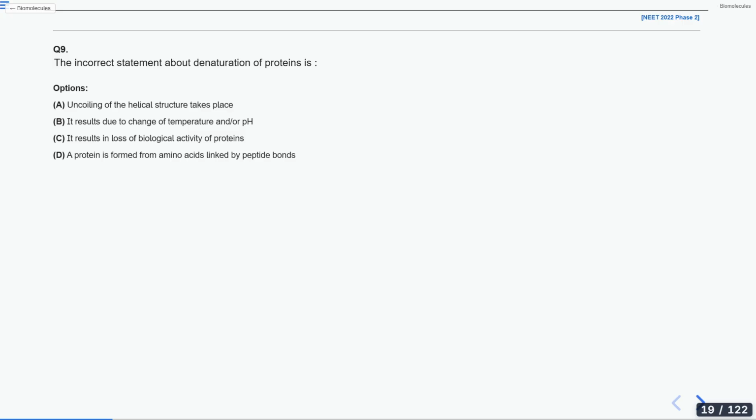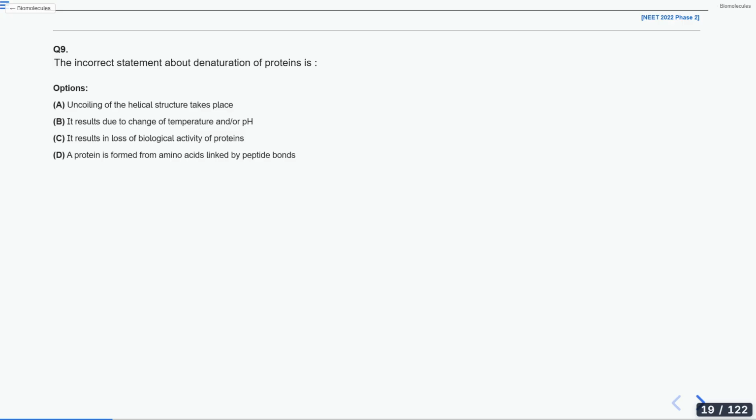Second one, why it happens? It happens due to the change of temperature or pH. Yes, in both the cases, if there is a temperature change or a pH change, the activity of your proteins is lost. They become denatured. Next one, it results in loss of biological activity. Yes, it is true. It results in the loss of biological activity of proteins because their structures are very important for their specific work, or else they will not do their specific work.